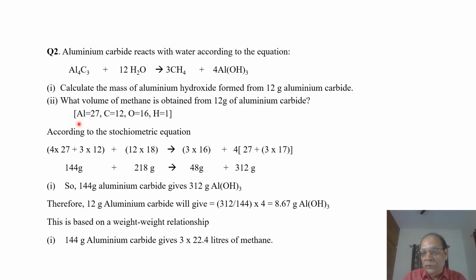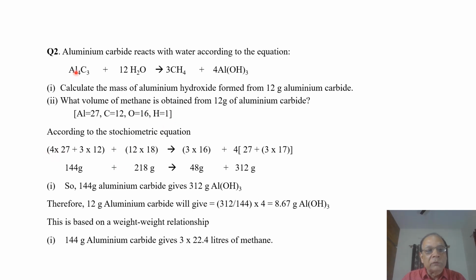And given, it will always be given for grade 10. This is not competition, it is a general examination, so atomic weights we do not have to remember or learn by rote. They are given to make the calculations easier. So aluminium is 27, carbon 12, oxygen 16, hydrogen is 1. According to the stoichiometric equation, this is the stoichiometric equation, it is balanced.